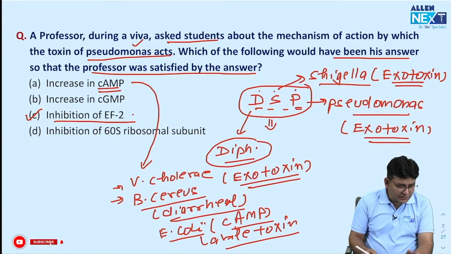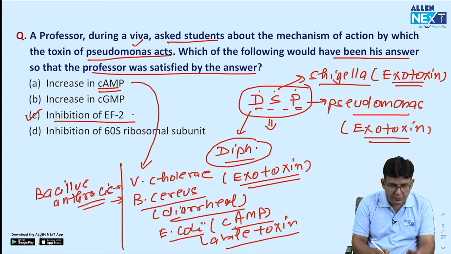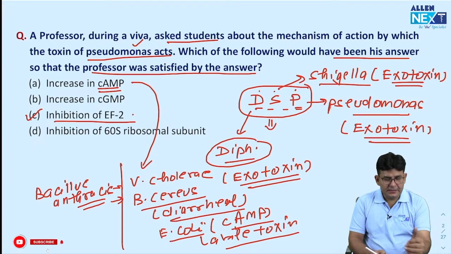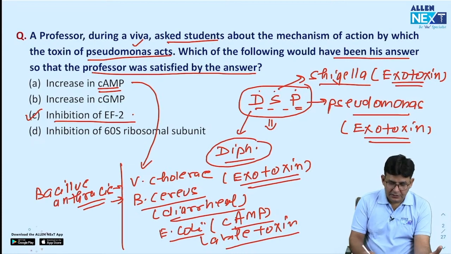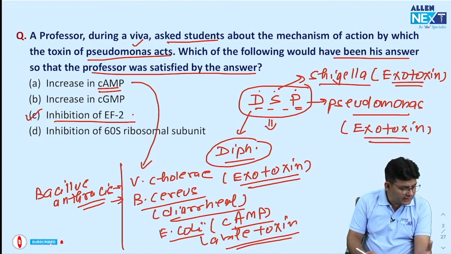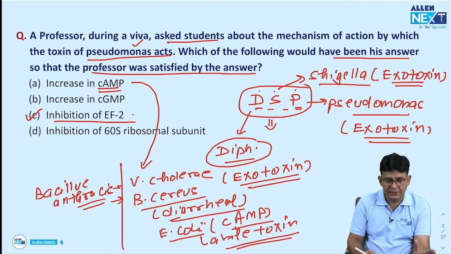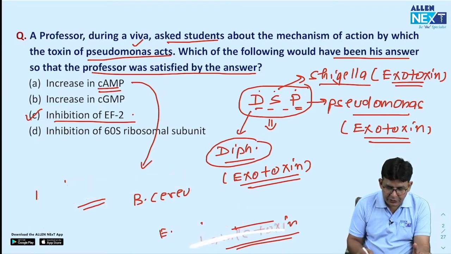Even the anthrax toxin, Bacillus anthracis, which is a tripartite toxin, is a question that can come. Vibrio cholerae, Bacillus cereus diarrheal type, E. coli labile toxin: these all act through which mechanism? Increase in cyclic AMP. Is it fine? So this is regarding cyclic AMP which you need to know.